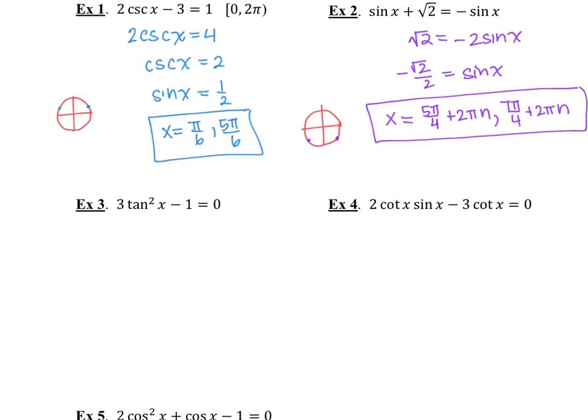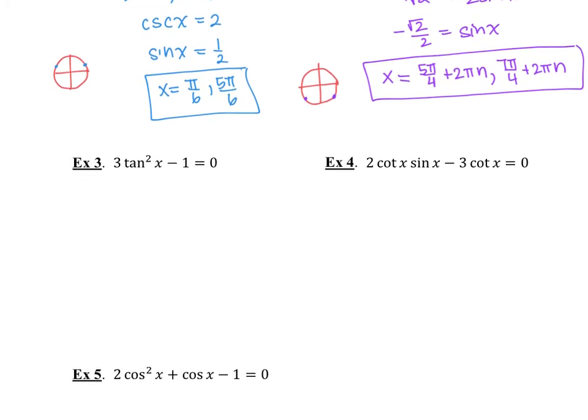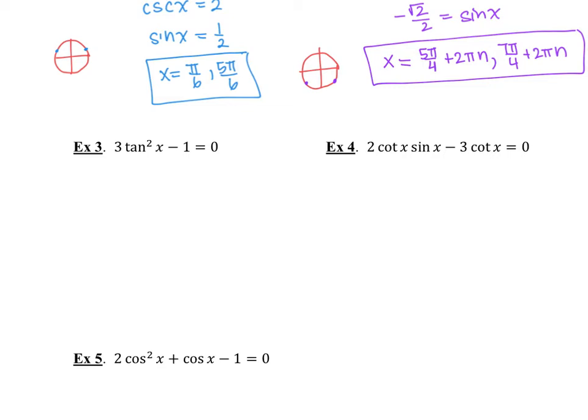Okay, let's keep going to number 3. Example 3, 3 tangent squared x minus 1 equals 0. In theory, you could factor it, and if you would like to factor it, you can. I'm going to solve using square root, but it is a quadratic, so I should expect 2 values for tangent.